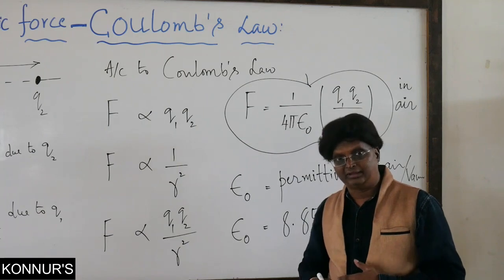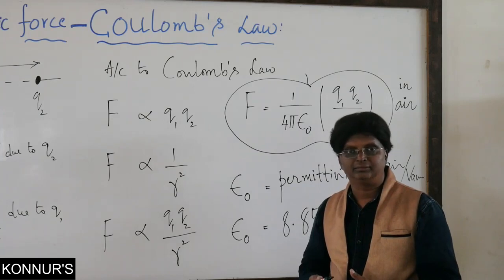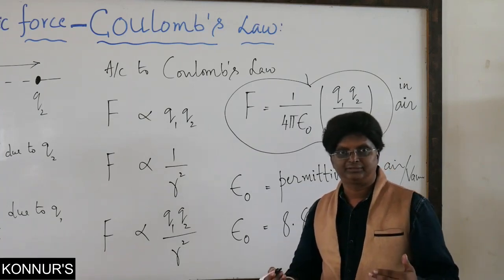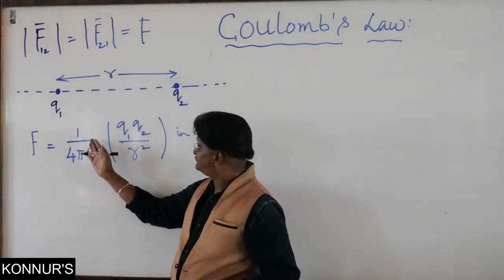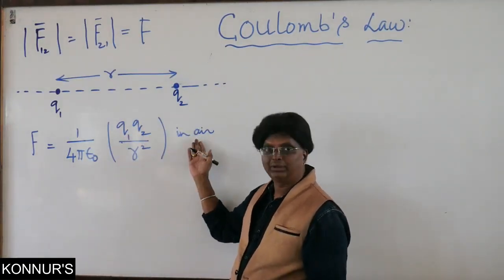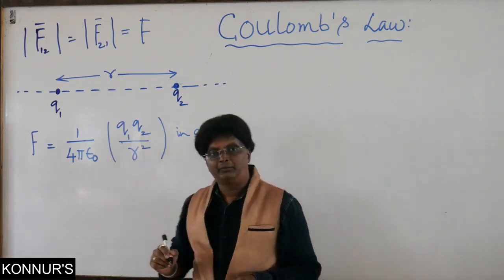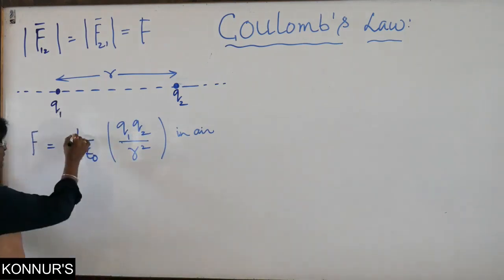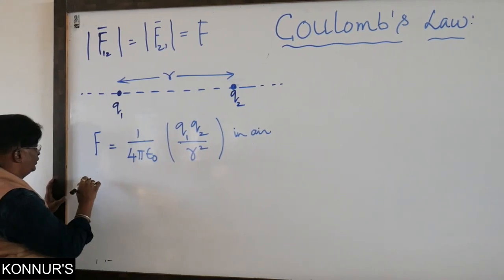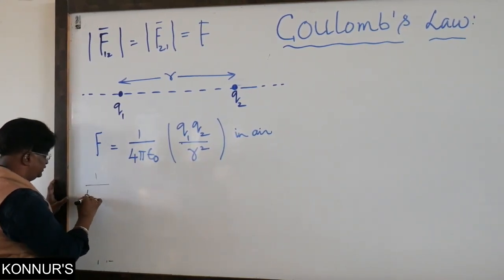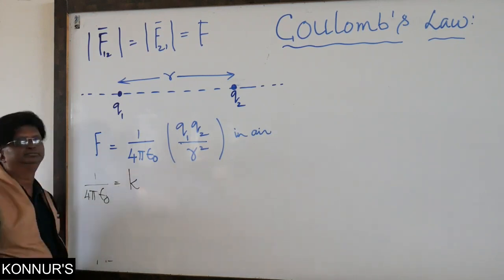Now let us see the case where, other than air, we have a different medium between the two charges. In this expression 1 by 4 pi epsilon Q1 Q2 by r square, we should also remember the value of 1 by 4 pi epsilon naught. I will write this 1 by 4 pi epsilon naught as small k.